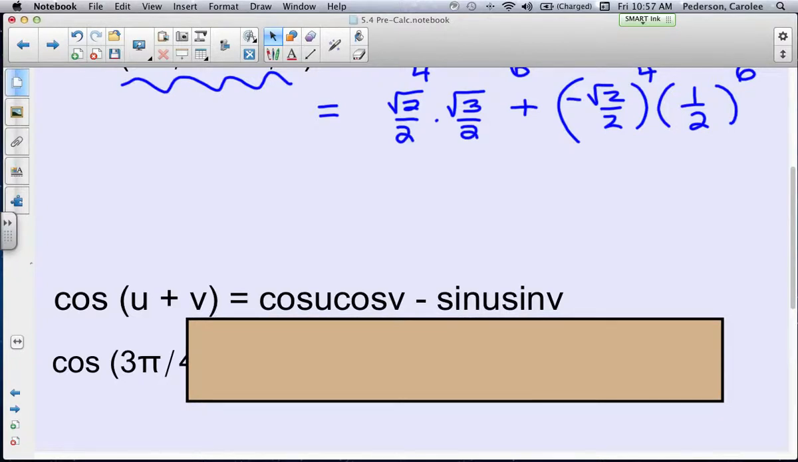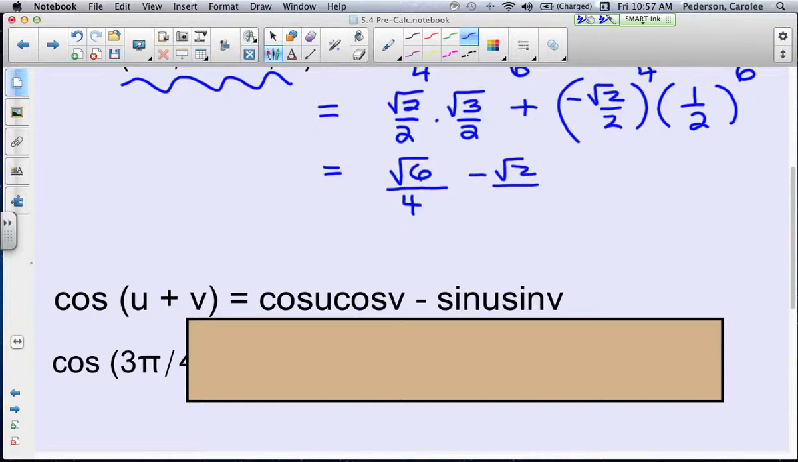So when we multiply these fractions across, square root of 2 times square root of 3 is square root of 6. 2 times 2 is 4. And then on the second, negative square root of 2 times 1 is negative square root of 2. 2 times 2 is 4. Now I'll just combine them into one fraction.